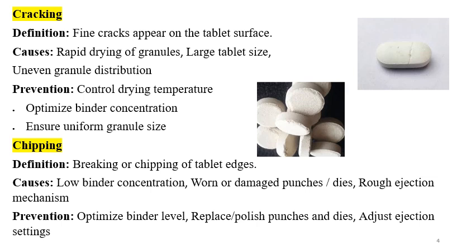Then chipping. Chipping means breaking or chipping of the tablet edges. Causes are low binder concentration, worn or damaged punches and dies, and a rough ejection mechanism. Prevention is to optimize the binder level, replace or polish the punches and dies, and adjust the ejection settings. By this, you can prevent the chipping.